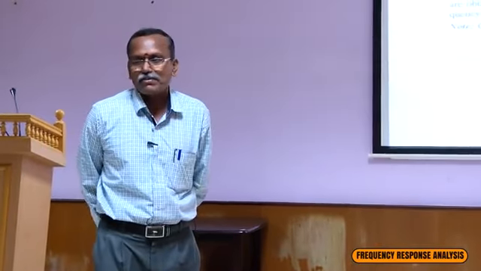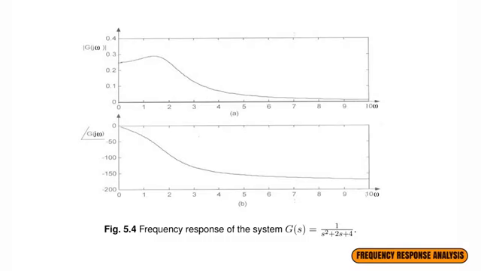Magnitude response or magnitude plot: what is that? The plot of the magnitude of G of j omega. Similarly, if you plot the angle of G of j omega as omega varies from 0 to infinity, that is called the phase response. That's all. So we have to plot these two taking omega as the reference. That is called frequency response. How many types of frequency responses are there? What are the varieties of frequency responses? That we will see now.